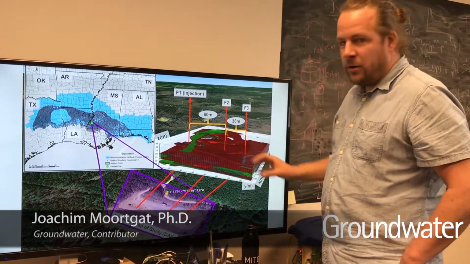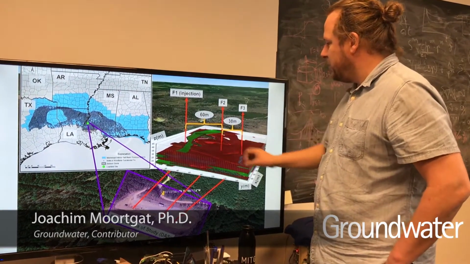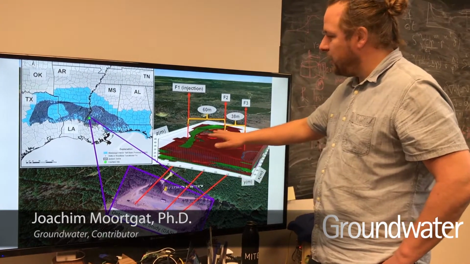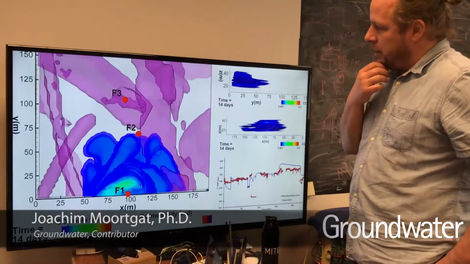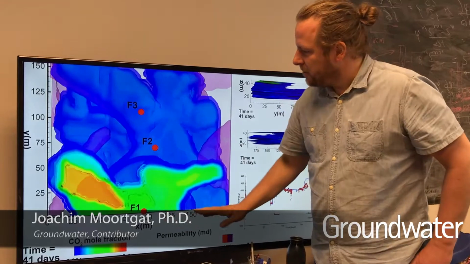So this is kind of our computational grid. It's very complicated geological heterogeneity of multiple phases. So there's high permeability channels with low permeability phases in between. So then we get simulation results like this, where you can see CO2 from the injection well.